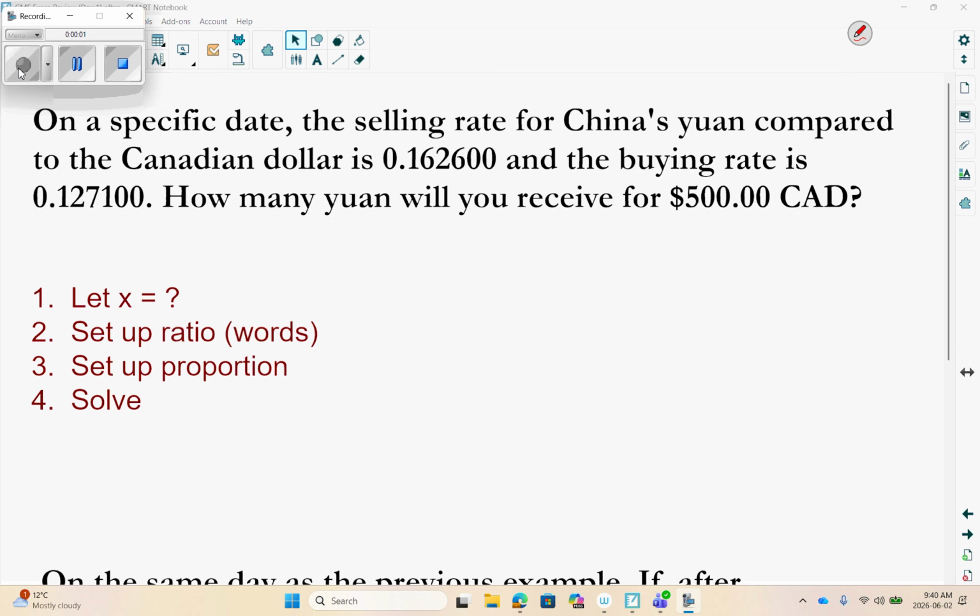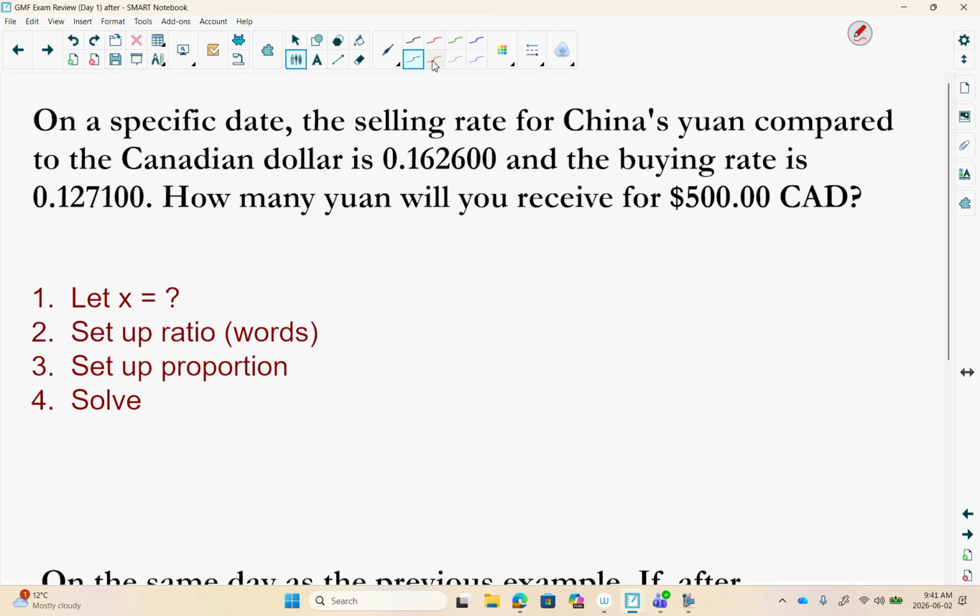So we'll continue with the exam review, focusing on proportional reasoning for Chapter 2 of the Grade 10 course. First question says, on a specific date, the selling rate for China's yuan compared to the Canadian dollar is 0.1626 and the buying rate is 0.1271. How many yuan will you receive for 500 Canadian dollars?